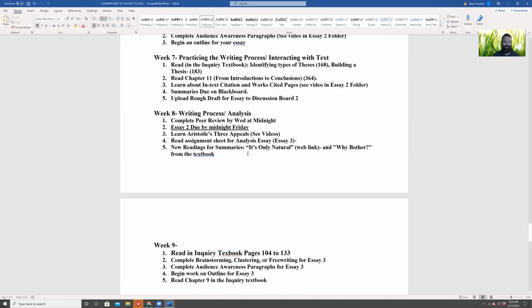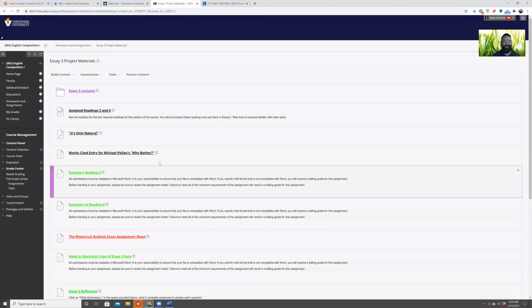the textbook. So that is in the textbook, and you can look up the page in the table of contents. It's "Why Bother?" by Michael Pollan or Pollan, I don't know. Pronounce it however you'd like. But anyway, it's "Why Bother?" and it's in the textbook. Let's take a quick look at where you're going to find the videos, because it's really important that you watch the videos.